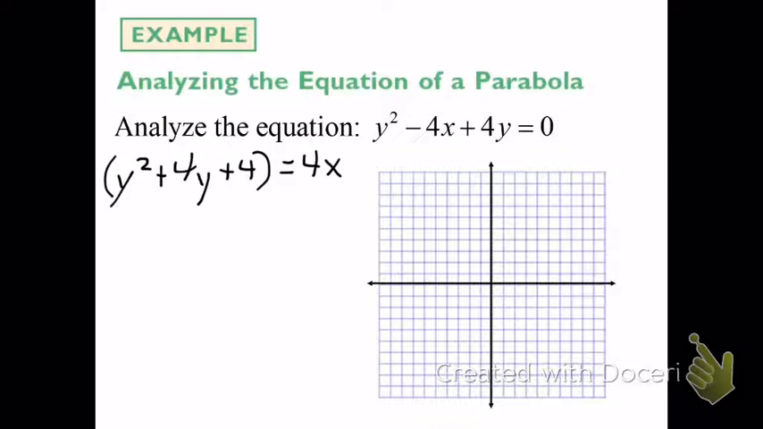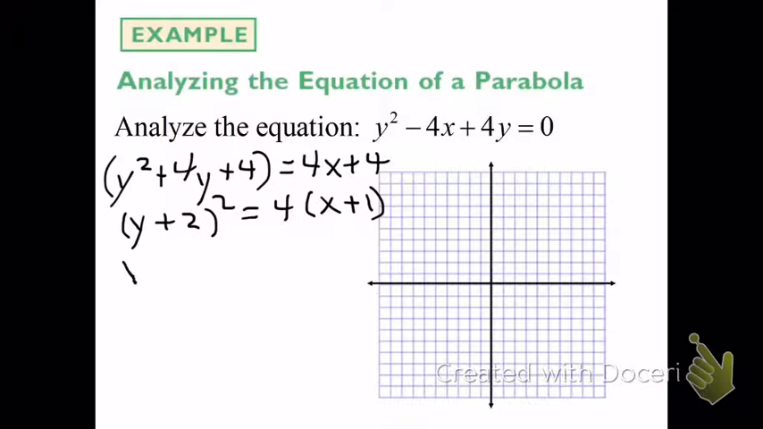Since we added 4 to the left, we need to add 4 to the right. And so let's get this in our vertex form here. We're going to have our y plus b over 2, which is 2 squared, equal to our... Now we need to have the coefficient of x be 1, so we're going to factor out a 4 here. So it's going to be x plus 1 for that factor. So there's the equation of our parabola, which means our vertex is going to be at negative 1 for h and negative 2 for k, isn't it?